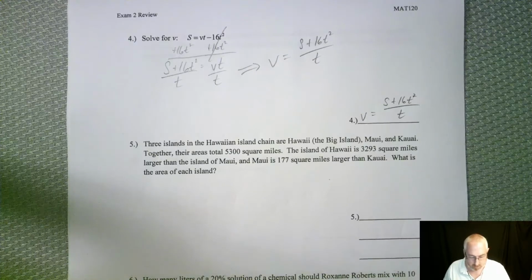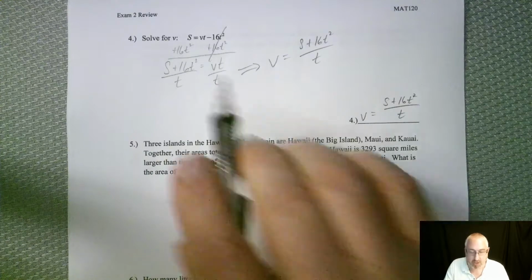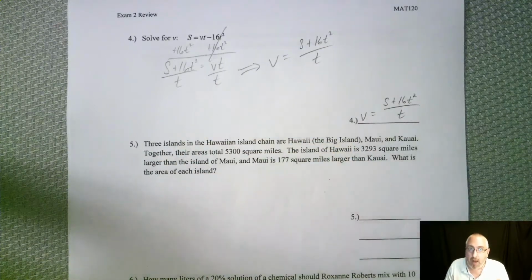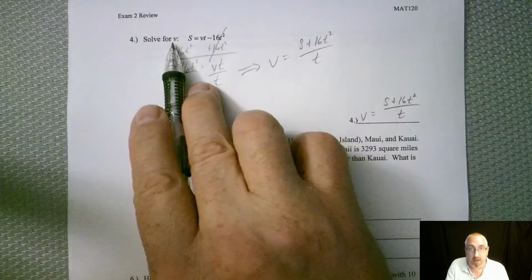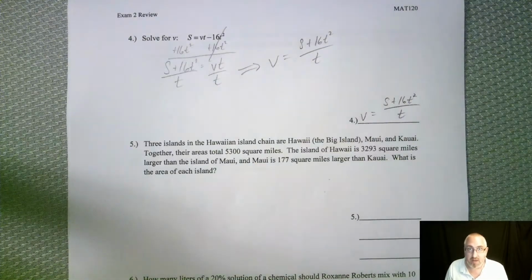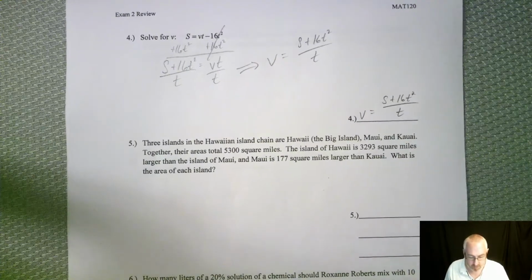So that's that problem. But again, just try to get rid of the things that don't have what you're trying to focus on. Like I said, we're trying to focus on V. Get rid of anything that doesn't have a V in it and move it to the other side. Adding and subtracting is always first.